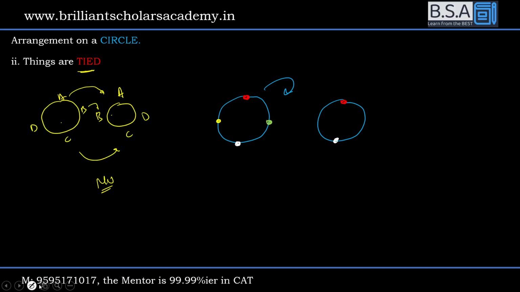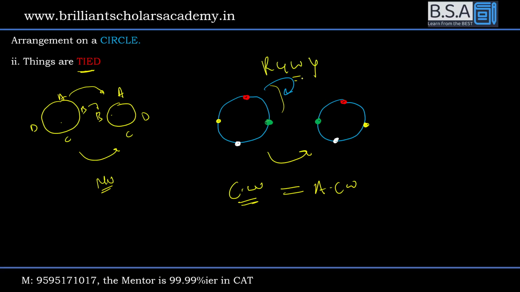This is green, guys. Let me change the color to a darker green. This is green, and this is yellow. Can I say this has been flipped over, but it is the same bracelet? It is not a new arrangement. So what we say is the clockwise arrangement overlaps the anti-clockwise. When you go clockwise, it is red, green, white, yellow. When you go anti-clockwise, it is red, green, white, yellow. So clockwise and anti-clockwise are the same when things are tied.